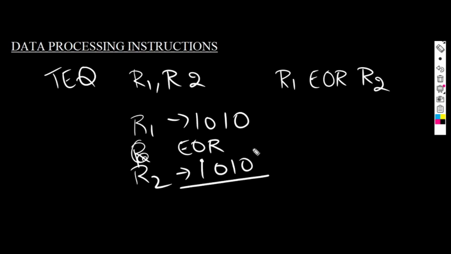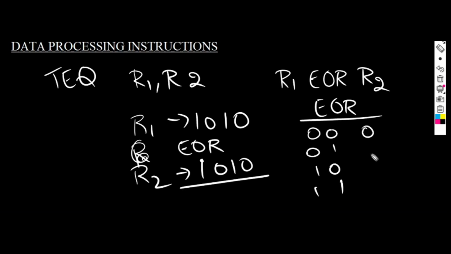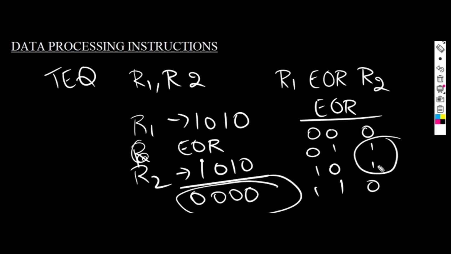What will happen in case of XOR output? What happens in case of XOR? Only if you have inverse values in both cases, like if it is 0 it should be 1 here, if it is 1 it is 0 here, only then the output is 1. But in this case all values will be 0, because of which the Z flag will be set. So what we are doing, we are performing XOR. We are not storing the result, but based on the result we are updating the conditional flags. In this particular case, the Z flag will be set as 1.